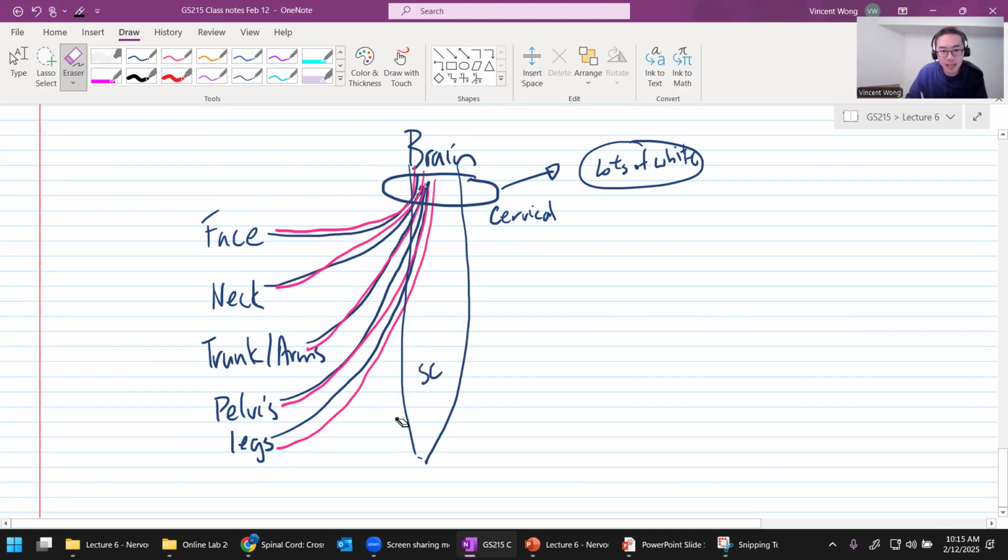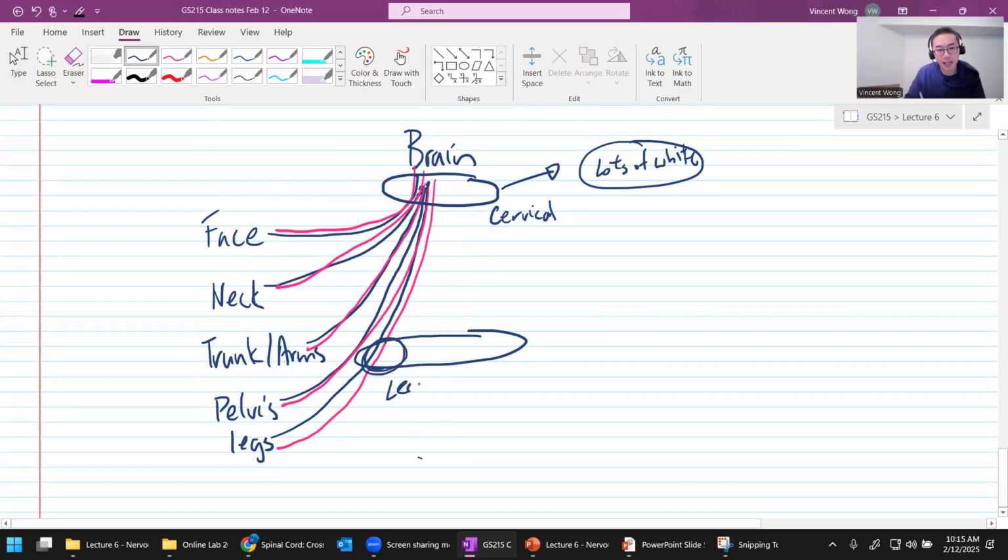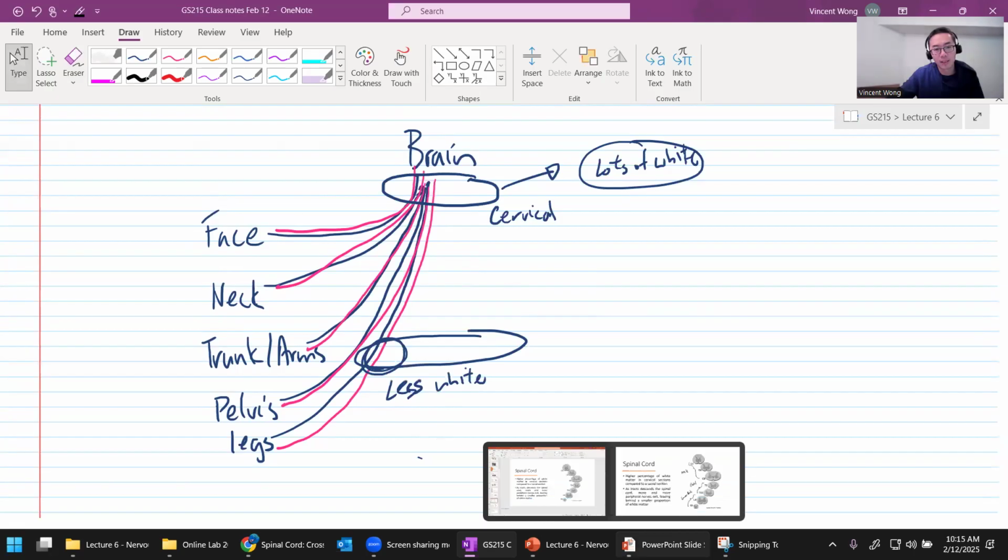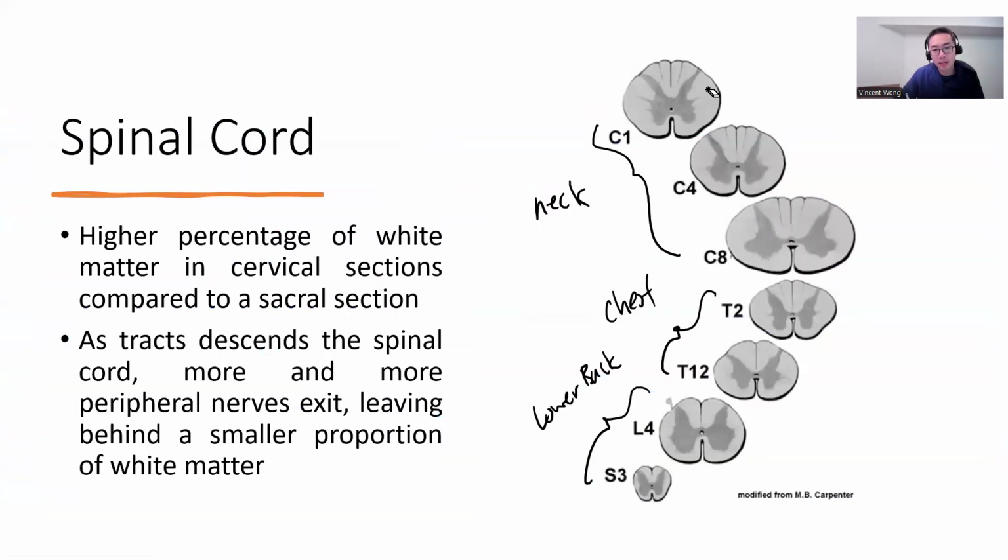Whereas if I take a slice further down, like if I take a slice here, most of the neurons, the motor neurons and the sensory neurons, are above that point, and you don't have a lot of it down here. So you would have less white matter. Okay, so if you look at the slide again over here, all this white matter, higher proportion, it's from all the sensory neurons and all the motor neurons that are moving through it. At the bottom, there is hardly any white matter left, right?